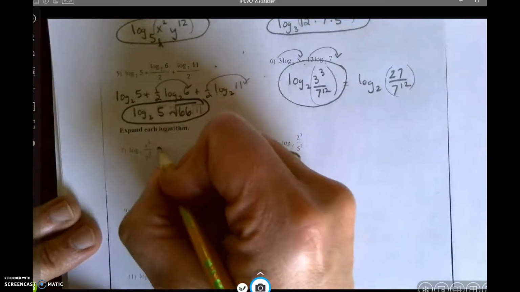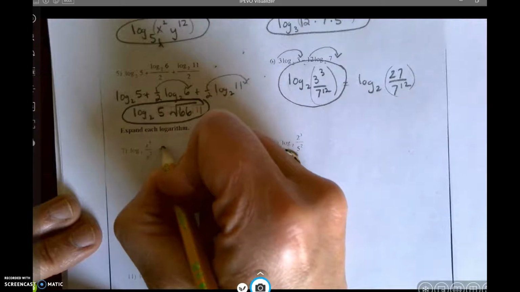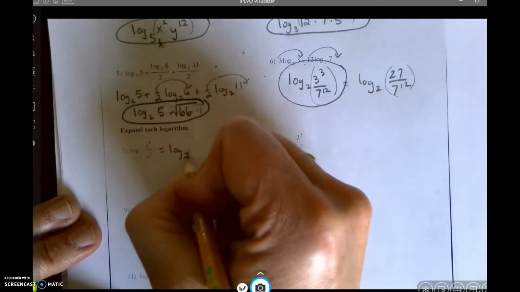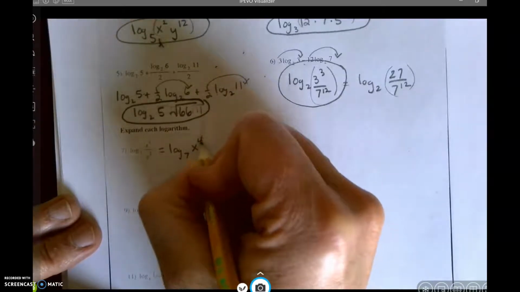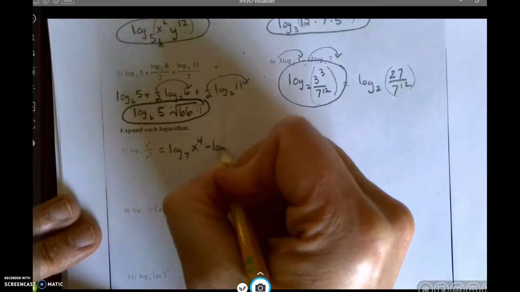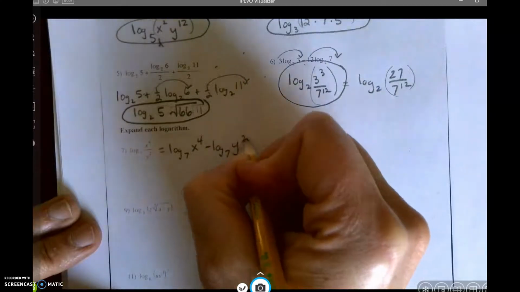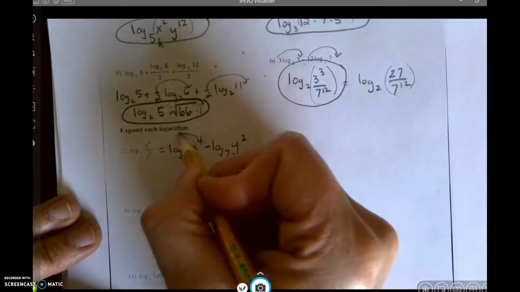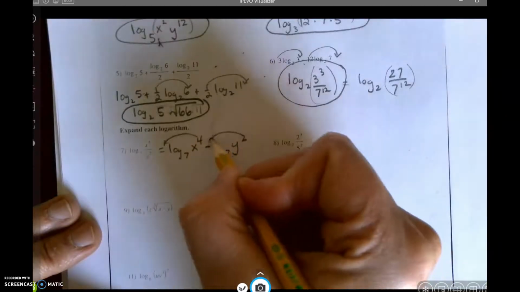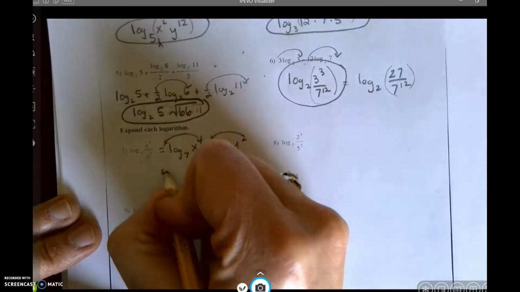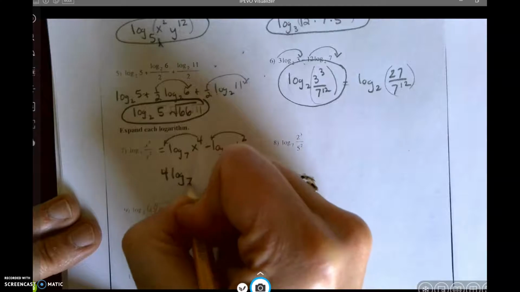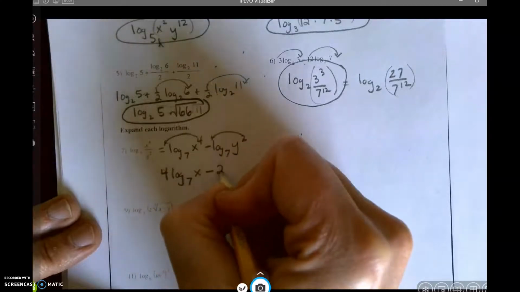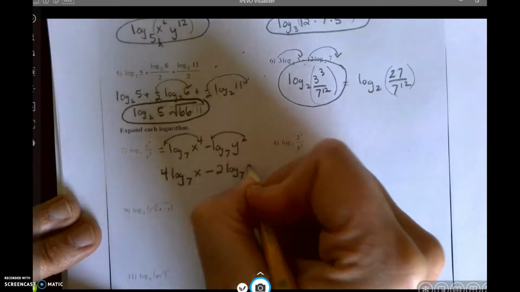Now we're going to do some practice expanding. So we have log base 7 of x to the 4th minus log base 7 of y squared. Because division is subtraction, then I'm going to move those exponents to the front. And I get 4 log base 7 of x minus 2 log base 7 of y.